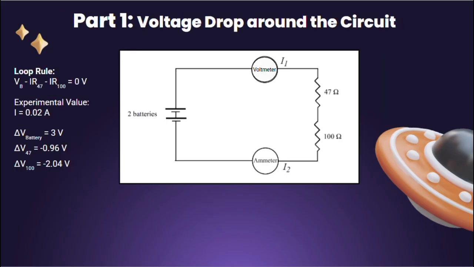This then allows us to find the voltage drop around the circuit via the loop rule. If we add the voltage of the batteries to the voltage drop from both resistors, we know the delta V of the battery to be positive 3 volts, and via the experimental value that we found for I in part 1 that the ammeter showed us, we can figure out the voltage drop for the 47 ohm resistor and the 100 ohm resistor being 0.96 volts and 2.04 volts, both negative, respectively.